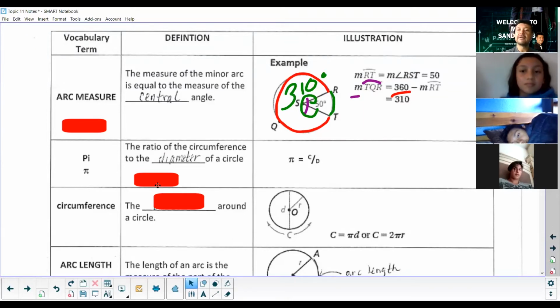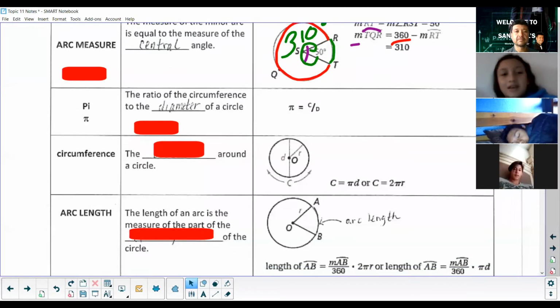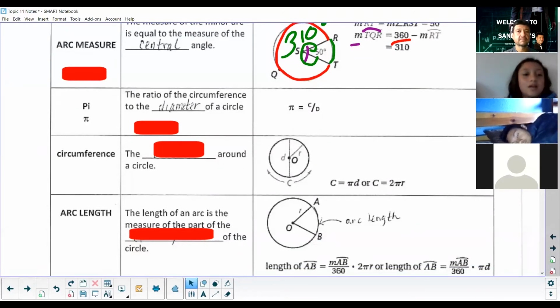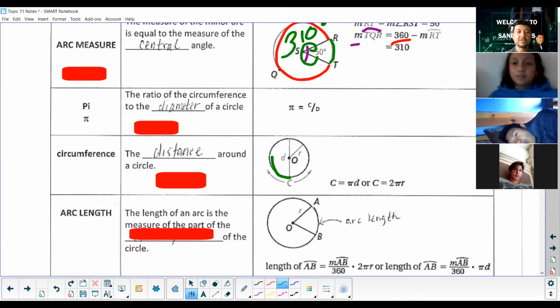All right, now, Celeste, read the next one. Circumference. The blank around a circle. So read it again. The distance around the circle. Yeah, so it's like the perimeter of a circle. So it's just the distance all the way around. Now you have the benefit that most of you already know that.